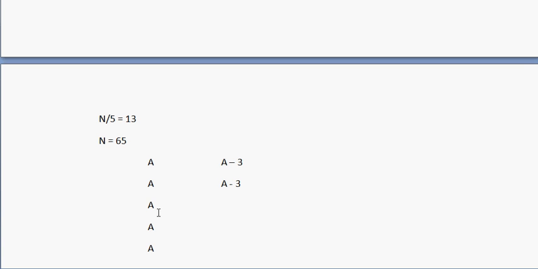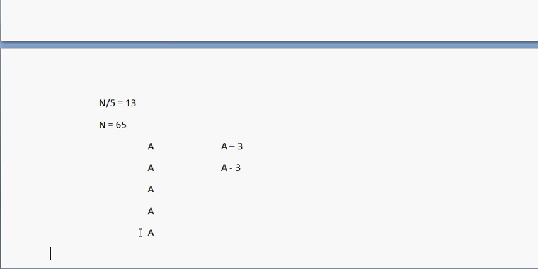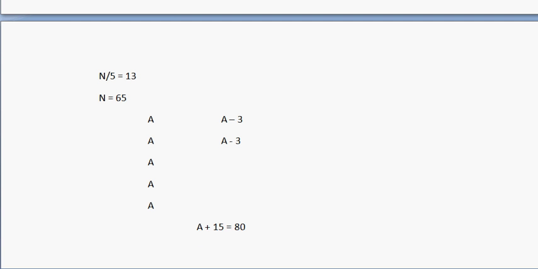Of the total 5 A's, he is taking that 15 extra. He is taking A plus he is taking that 15 extra, right? So which means that he is taking A plus 15 with him, and which is equal to 80, which means A is equal to 65. I hope that you got the mental trick.